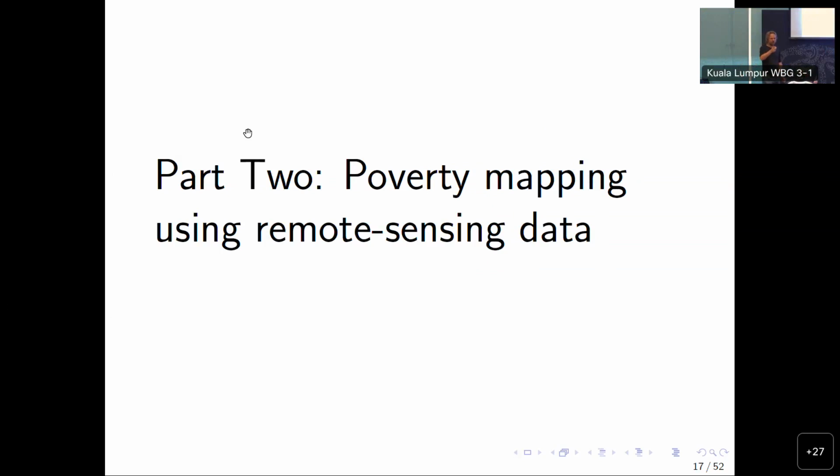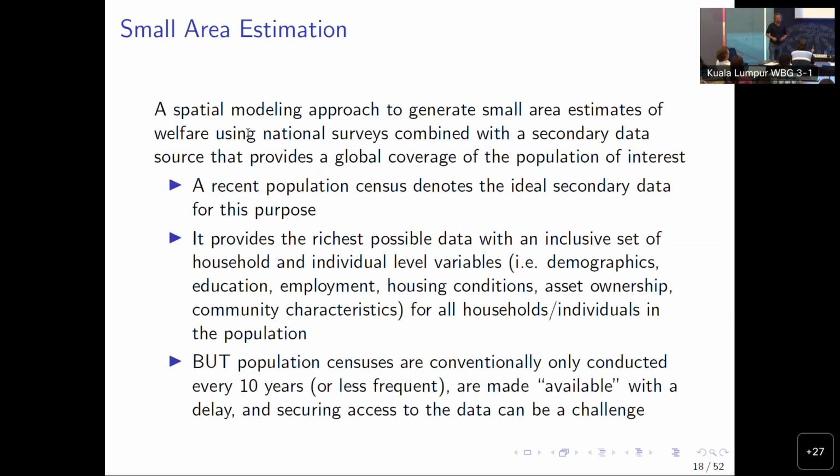You have a question, Roy? No. Okay, so then we move to part 2, when we replace the census with remote sensing data.